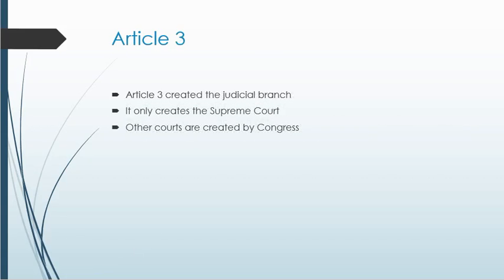Now, Article 3 sets up the judicial branch, basically our court system. Now, it only actually created the Supreme Court. Any other court was established by Congress. Article 4 is where the states get their powers. Not all of the powers in our government belong to the central government. The states have powers too, and so this essentially explains what those powers are.